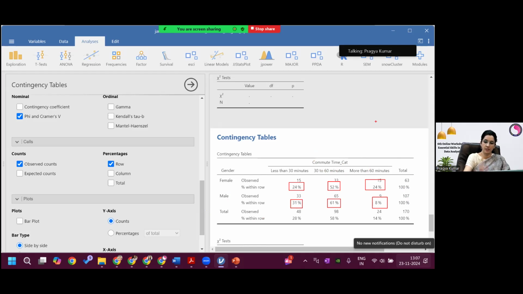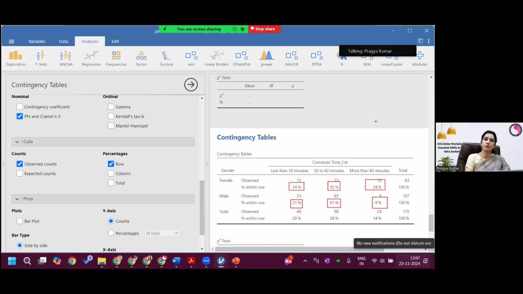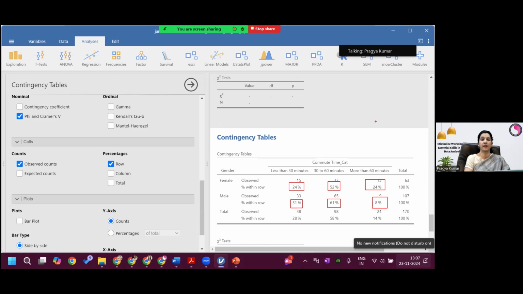Have you got it up to this point? Ma'am, actually we should report the phi and Cramer's V value also, because usually we don't do that. You should do it when it is significant. Okay, ma'am.